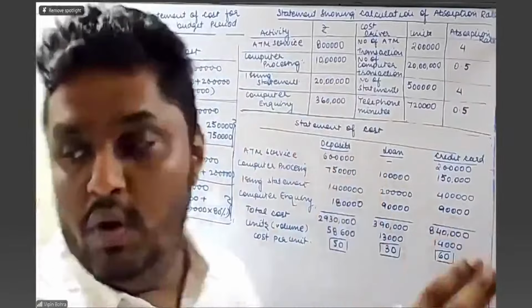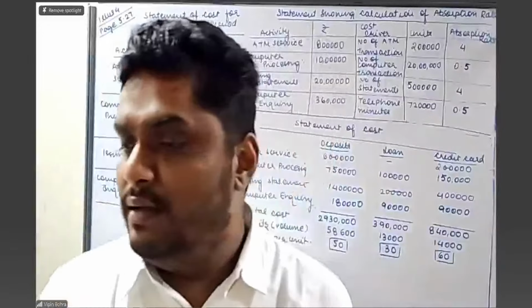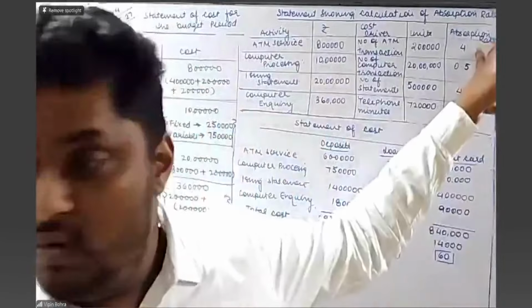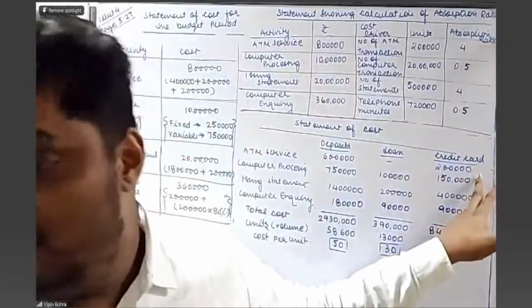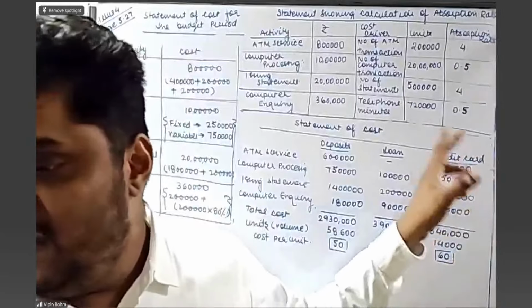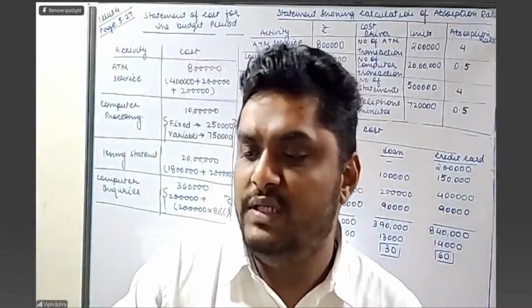Now loans, there are no transactions. But for credit card, 50,000, right? Yes sir. Into 4. Okay sir, got it, perfect. So similarly for all the cases: number of computer processing, number of statements and telephone minutes.